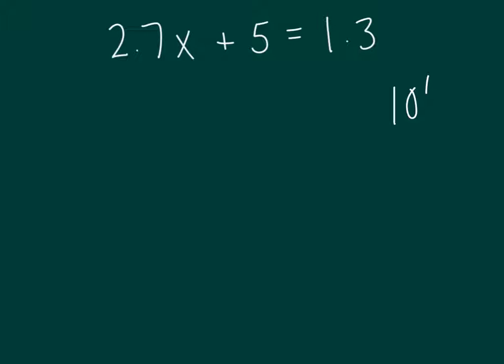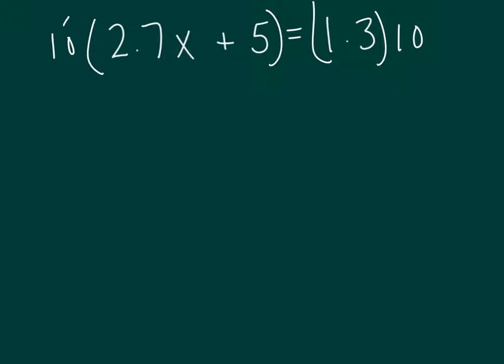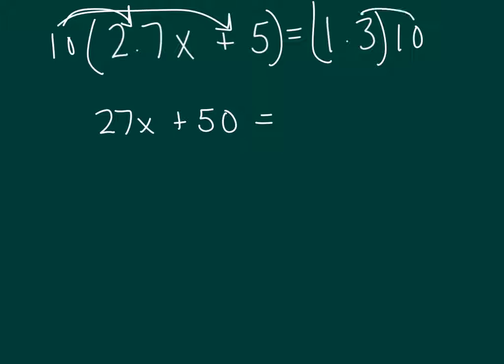So if we have 2.7x times 10, we're going to end up moving our decimal one place to the right, and we want to get rid of that decimal. So we're going to multiply both sides by 10. Don't forget about the right side again. So when we multiply this, we're going to distribute the 10 to the 2.7 and to the 5, and we get 10 times 2.7 is 27x plus 50 is equal to, and then again, 10 times 1.3 is going to be 13.